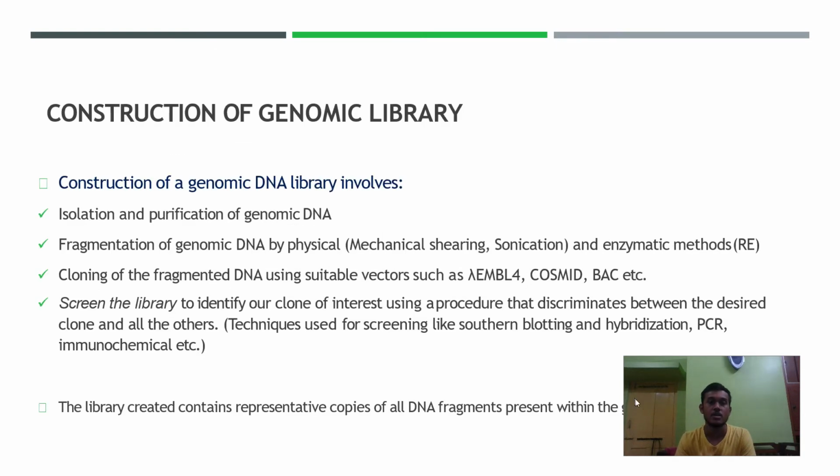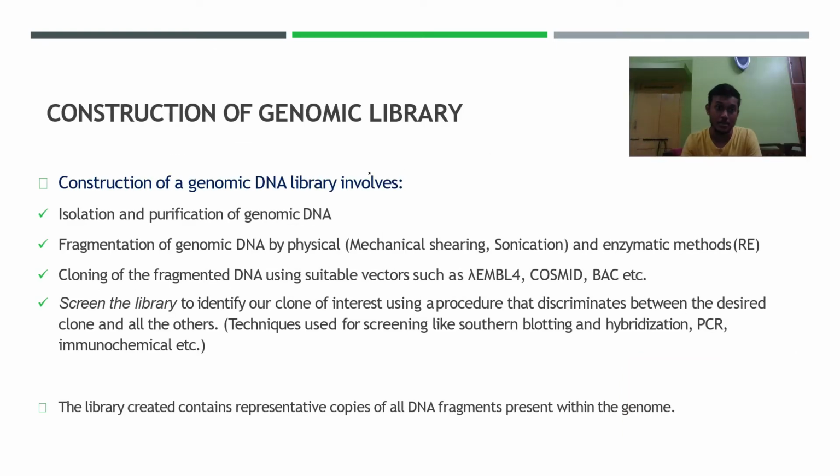So moving on, talking about the construction of genomic library. A genomic DNA library involves isolation and purification of genomic DNA. So it all starts with a starting material, which is the DNA. After that, fragmentation of genomic DNA by physical methods such as mechanical shearing, sonication and enzymatic methods are followed.